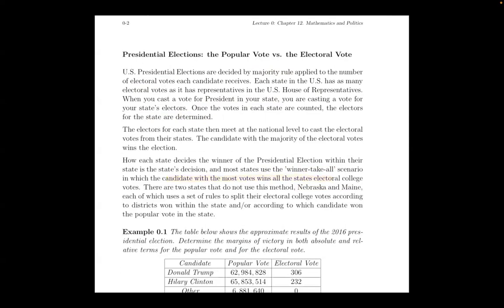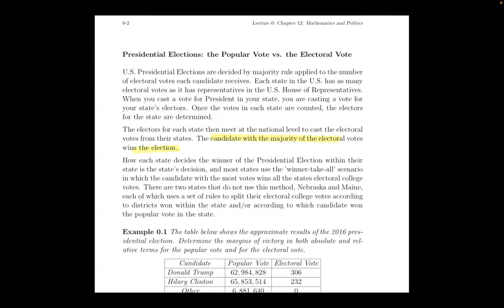Now, once the electoral votes for each state are decided, then the electors go to Congress, DC, and then they cast the electoral votes from each state, and then those votes are all totaled. The candidate with the majority of these electoral votes wins the presidential election. So hopefully that's fairly clear.